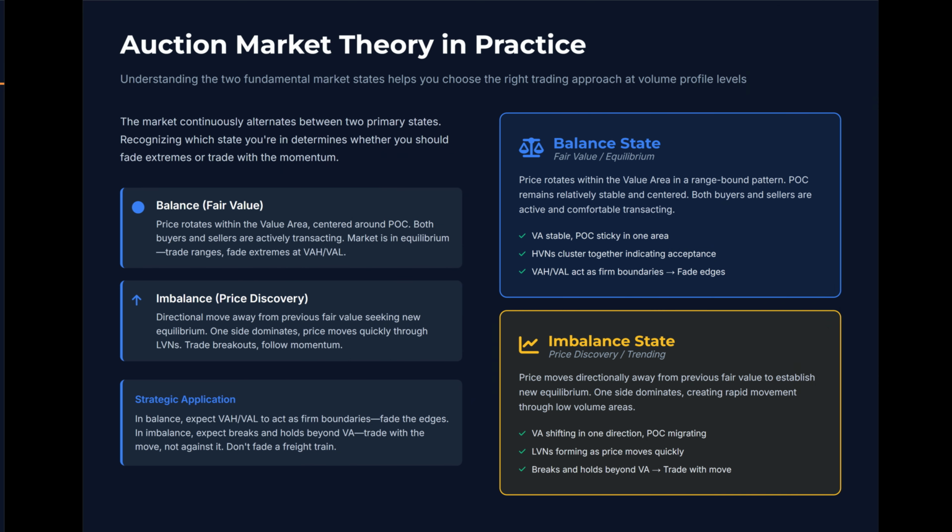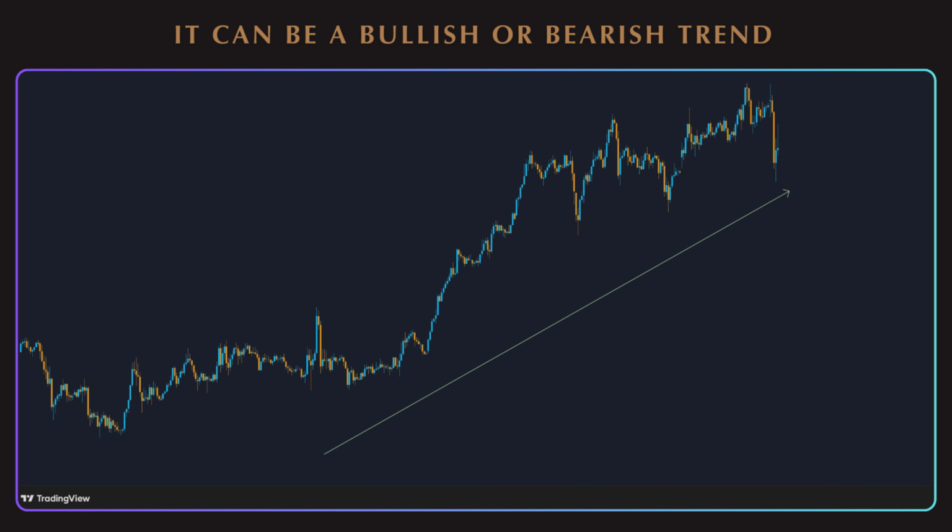Auction Market Theory in Practice, Part 2. Now, let's delve into the imbalance state, also known as price discovery or trending behavior. In this state, the market determines that current prices are not fair value, leading one side, buyers or sellers, to overwhelm the other. Directional movement occurs as the market searches for a new area where transactions can take place freely.